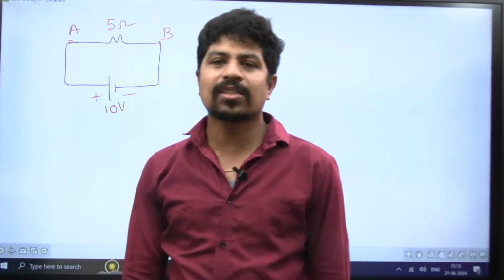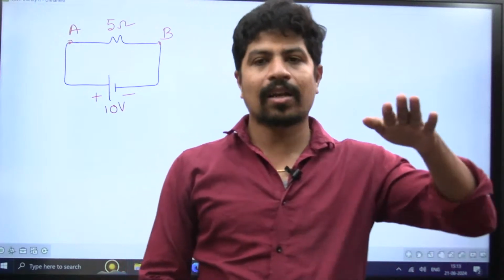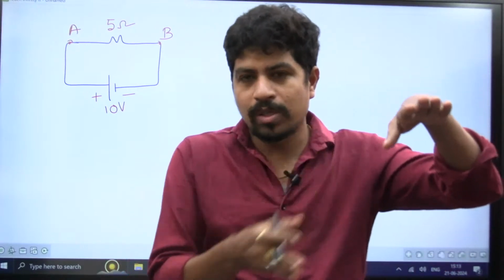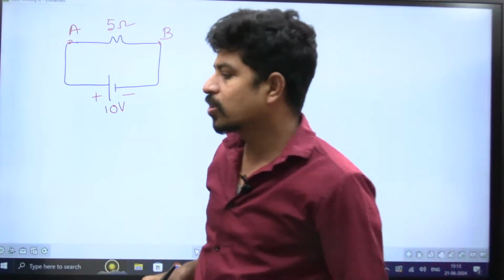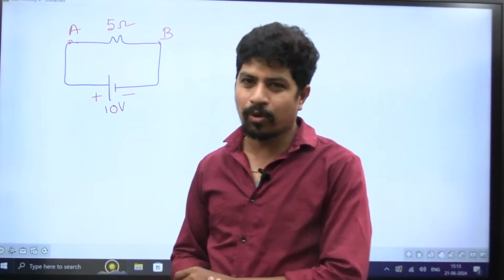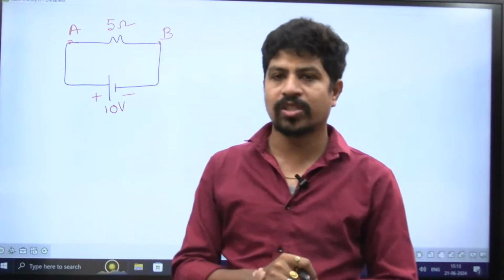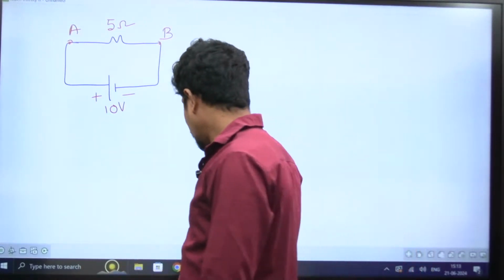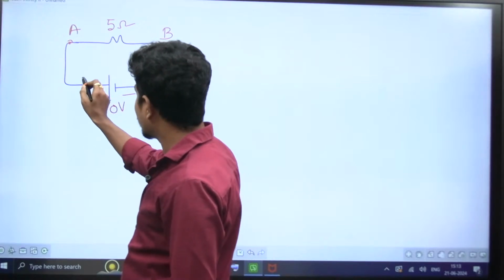As water flows from a higher level to a lower level, following the slope, here also current always flows from high potential to low potential. Observe here, which one is high? Plus is high, minus is low. Therefore current will start from here.